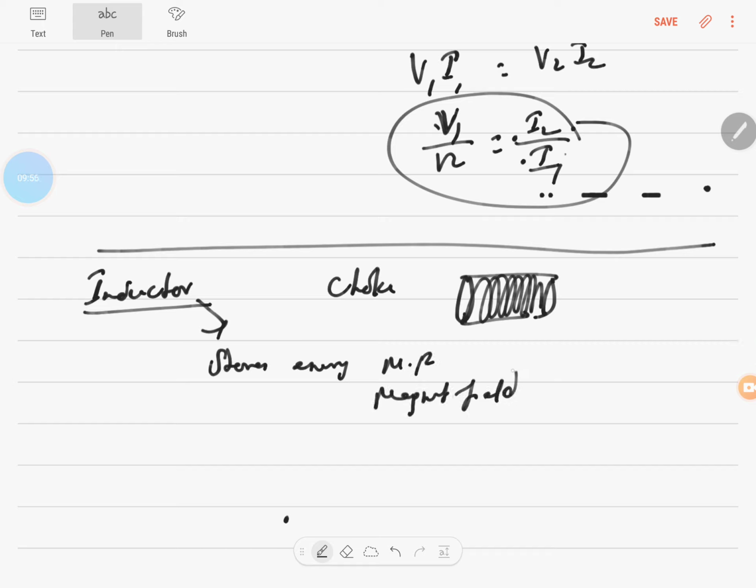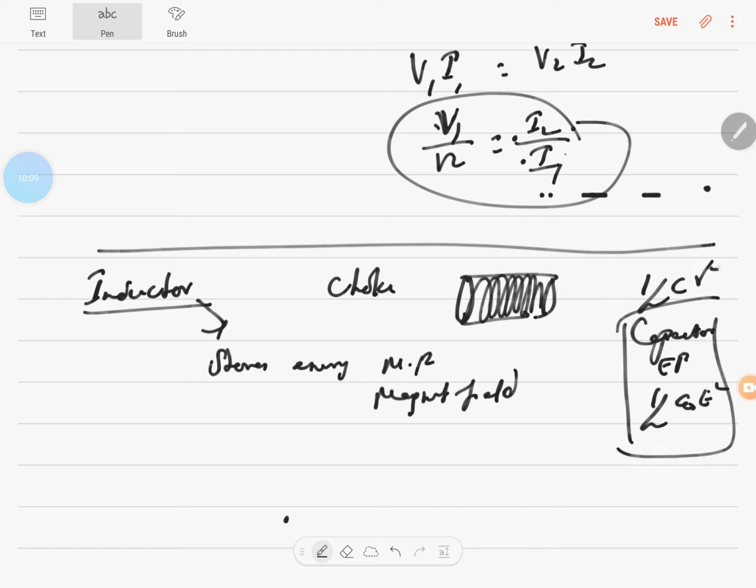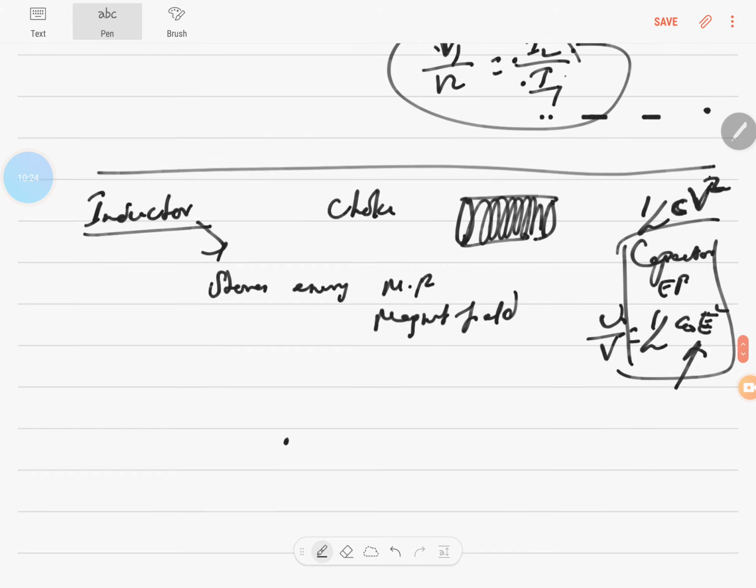The difference between a capacitor and an inductor: a capacitor stores energy in the form of an electric field. The energy is half epsilon naught E square, from the energy of half CV square, after which you substitute C as epsilon naught A by d and V as E into d. So the energy density of a capacitor, which is U by V, is half epsilon naught E square, which shows that the energy is stored in the form of an electric field, whereas in the inductor, energy is stored in the form of a magnetic field.